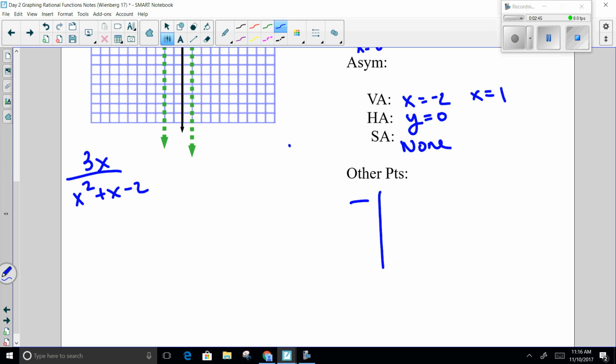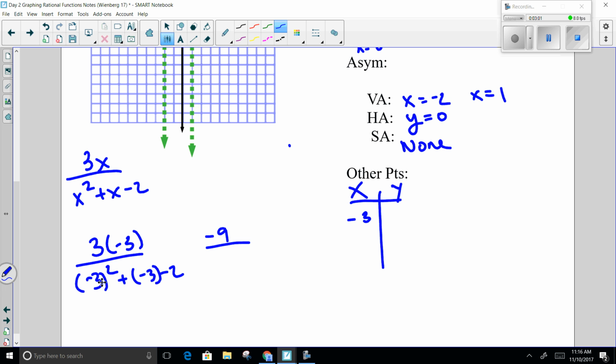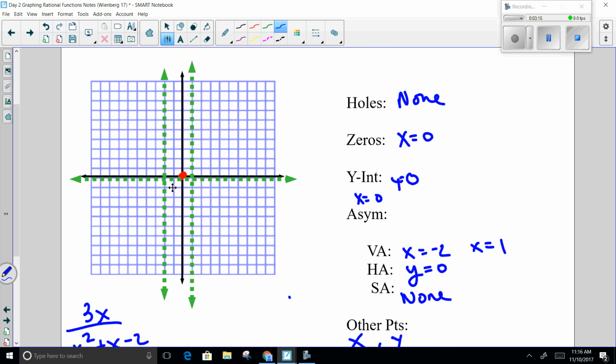I want to do a t-chart with x equals negative 3, and I'm going to figure out what y is. I'm going to take negative 3 and plug it in, over negative 3 squared plus negative 3 minus 2. That becomes negative 9 over 9 plus negative 3, which is 6, minus 2, which is 4. So it's going to be negative 9/4, which is negative 2 1/4. Then I come up here and graph that: negative 3, negative 2 1/4, which would be right here.